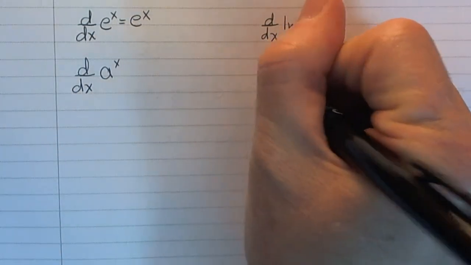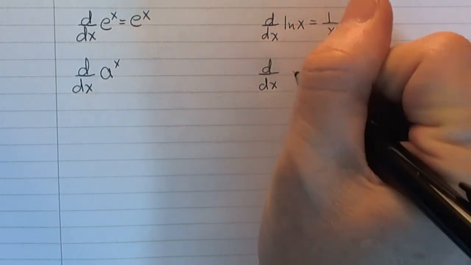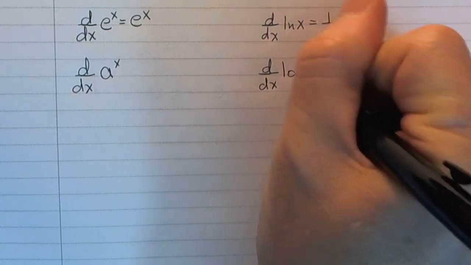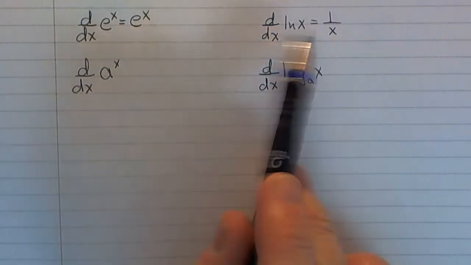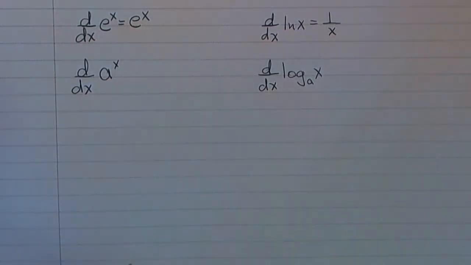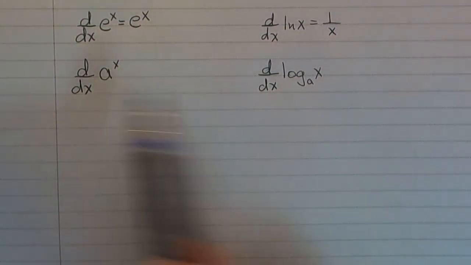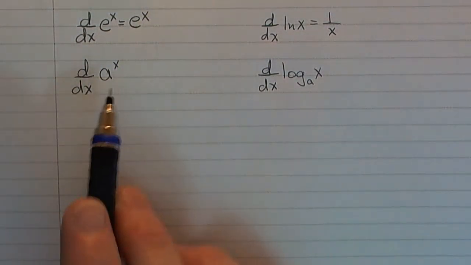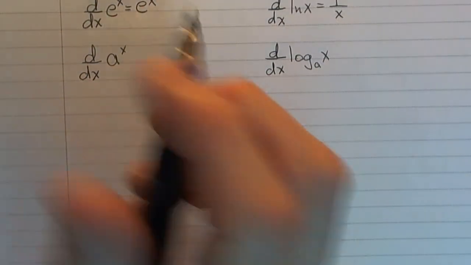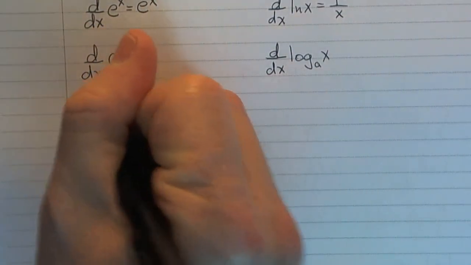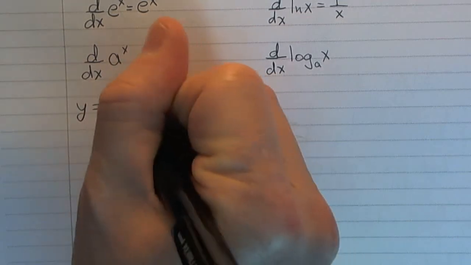And in addition, I want to look at what would be the derivative of log base a of x. So instead of just looking at the natural log and the natural base, let's see if we can figure out what these are. I'll first of all deal with this a to the x. Okay, so here we've got y equals a to the x.